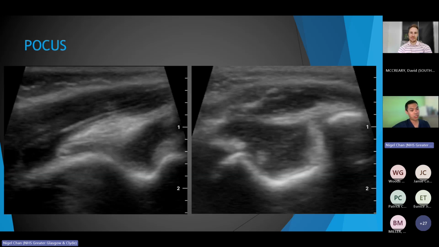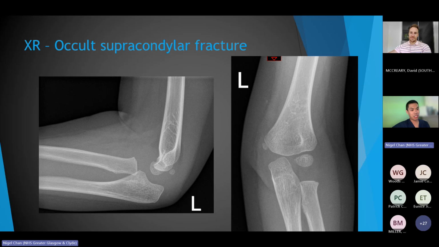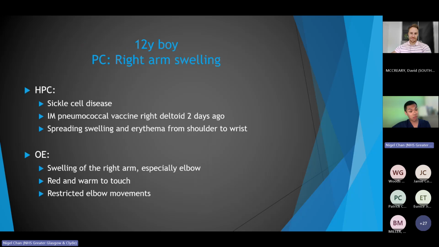So these pictures are not quite as good. This was scanned using a handheld Butterfly probe, but even though the image quality is not quite the same, you can still hopefully easily see that there is a clear effusion here in his elbow. And he basically had a fracture. So unfortunately, he had a suspected pulled elbow that wasn't a pulled elbow. Any questions? Anyone? No. I think this is the last elbow case, so it's a little bit different.